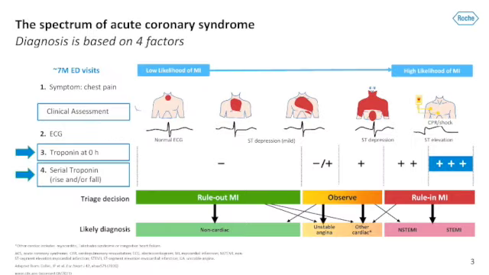Chest pain is the second most common complaint in the emergency department, accounting for approximately 7 million visits per year in the United States. The diagnosis and triage of acute coronary syndrome is based on 4 distinct criteria. The first is a clinical assessment, which is derived from the symptoms at presentation, including the type and characteristics of chest pain, patient history, and vital signs.